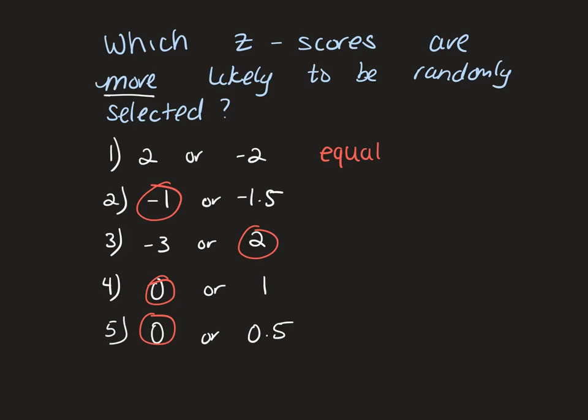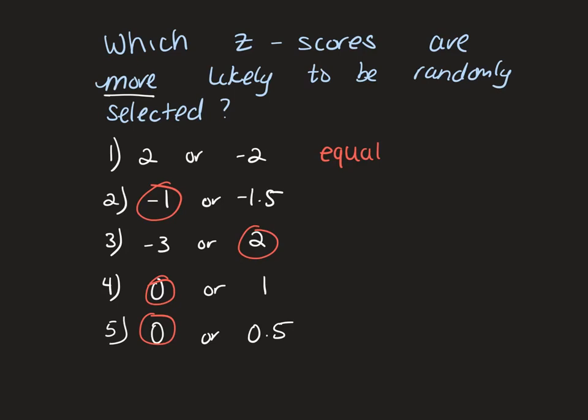For number 1, you should have noted that 2 and -2 are equally likely to be selected at random because they have the same absolute value. That means they'll be equally far from 0. In number 2, you should have noted that -1, which is closer to 0 because its absolute value is lower, has a greater chance of being randomly selected than a -1.5. For 3, you should have noted that 2 has the smaller absolute value and thus is more likely to be selected than a -3. For number 4, you should have selected 0, and for number 5, you should have selected 0.